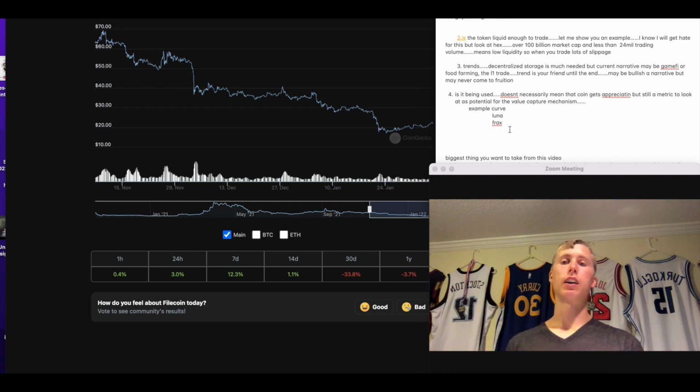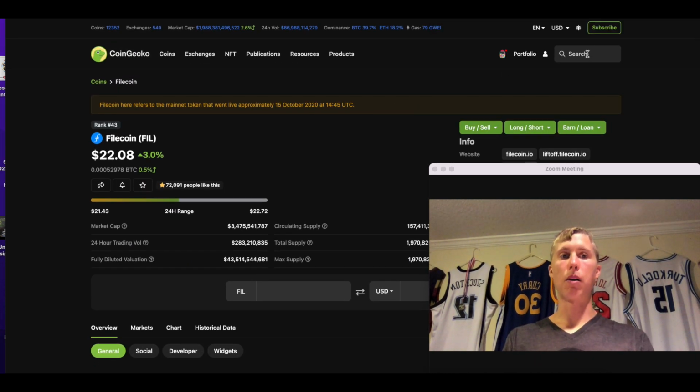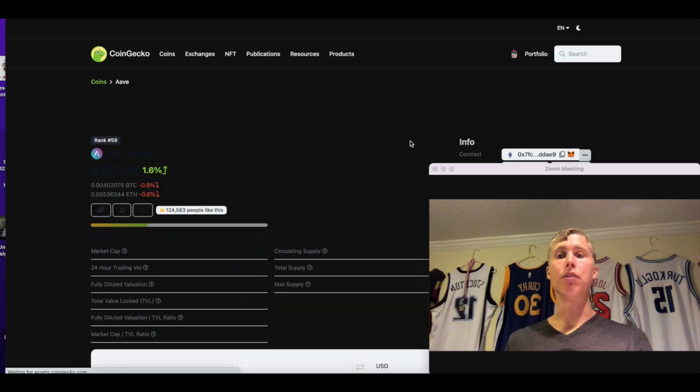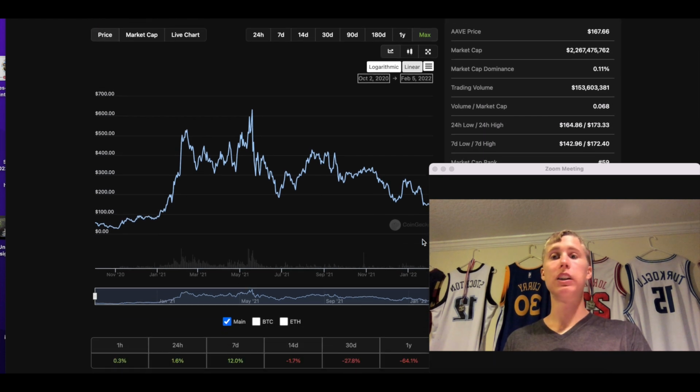Now, one other thing I want to mention is this metric. Just because you see a high TVL or everyone uses it doesn't necessarily mean that coin gets appreciation. It's still a metric to look at, but it doesn't mean it will get appreciation. Let's give an example of Aave. Let's go ahead and show you guys their chart. Aave is probably one of the top DeFi lending primitives that we have. And the coin, it's kind of depressing. It really doesn't do anything.